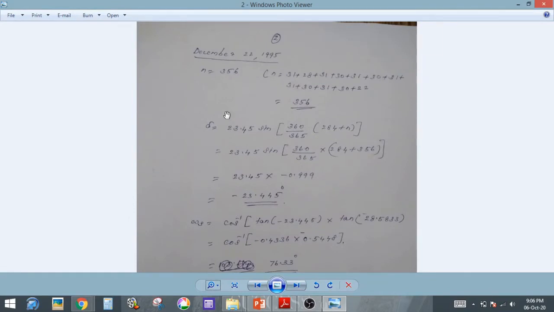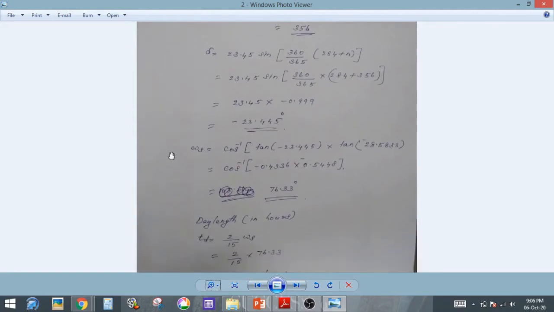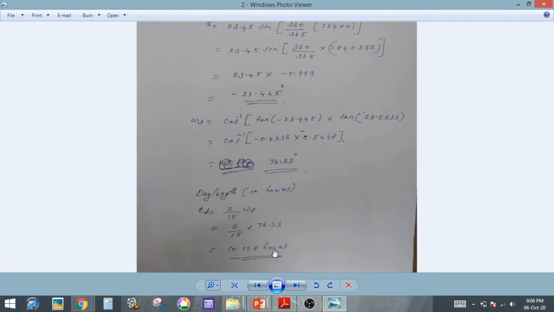Similarly, we can calculate the duration of daylight corresponding to December 22. The same procedure. N will change. Small n is the day of the year. For December 22, the value is 356. Substituting the values in Cooper's equation, we will get the answer minus 23.445 degree. Then sunrise angle omega s is 76.33 degrees, and we will get the answer as 10.178 hours.